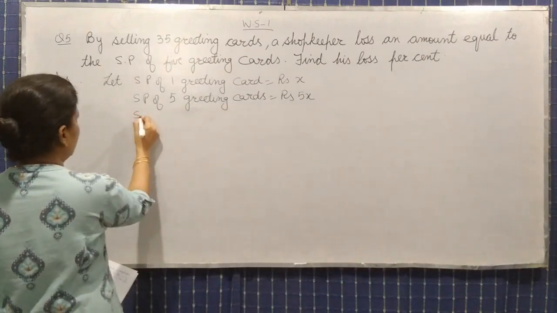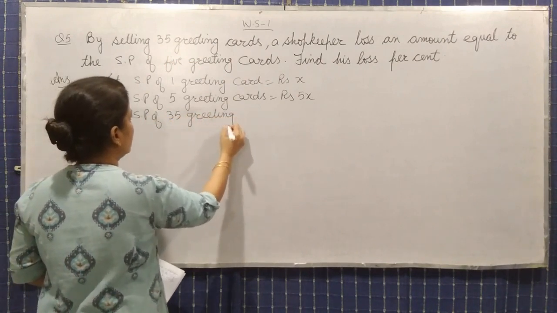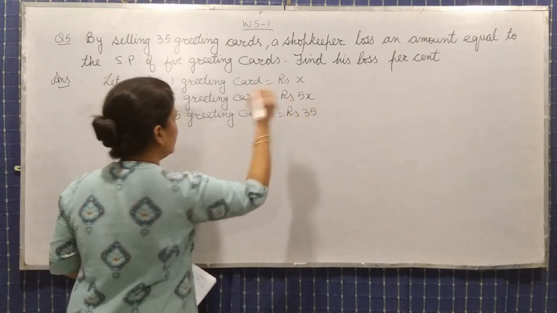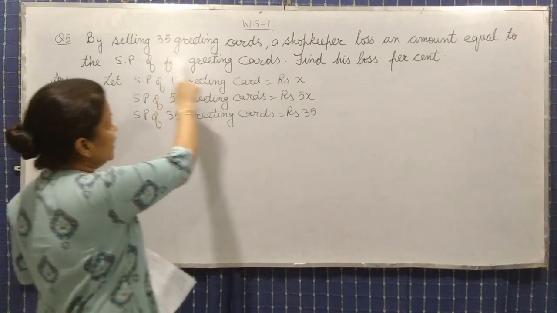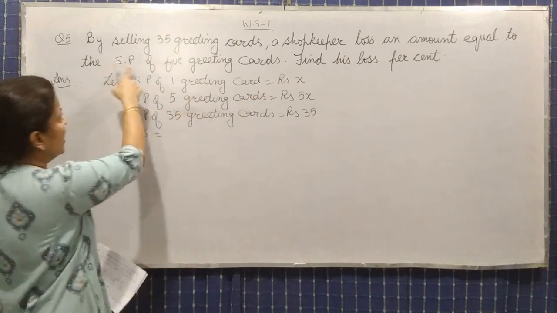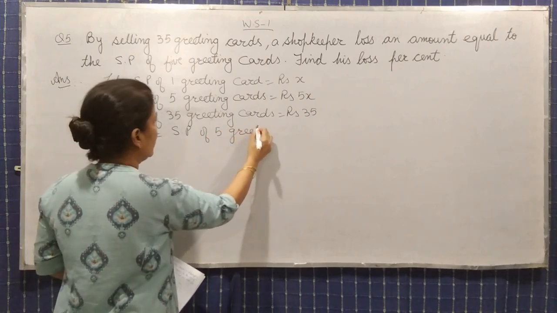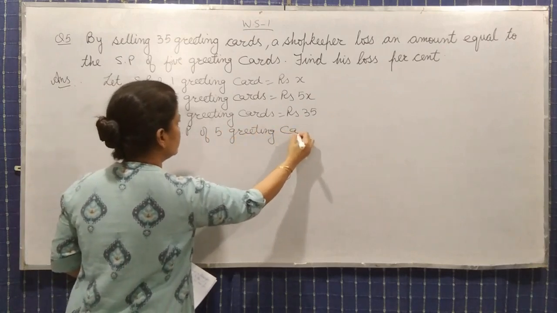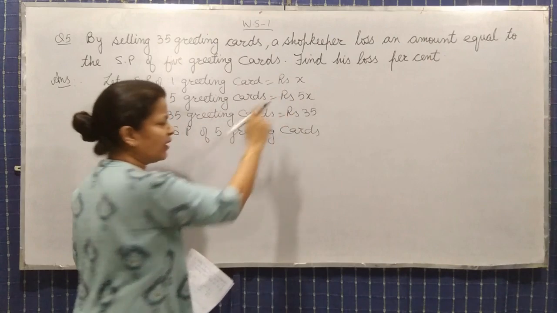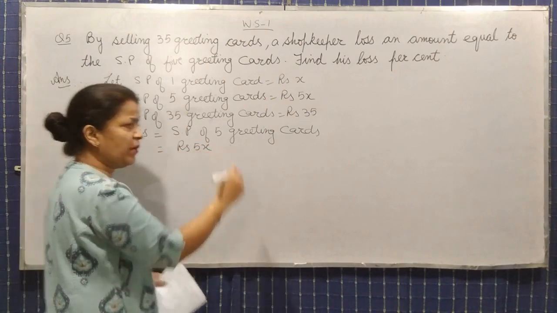And here it is written, by selling 35 greeting cards. So the selling price of 35 greeting cards will be rupees 35x. And in the question it is given that loss equals the selling price of 5 greeting cards. The selling price of 5 greeting cards is rupees 5x. So loss equals rupees 5x. This is what we have.